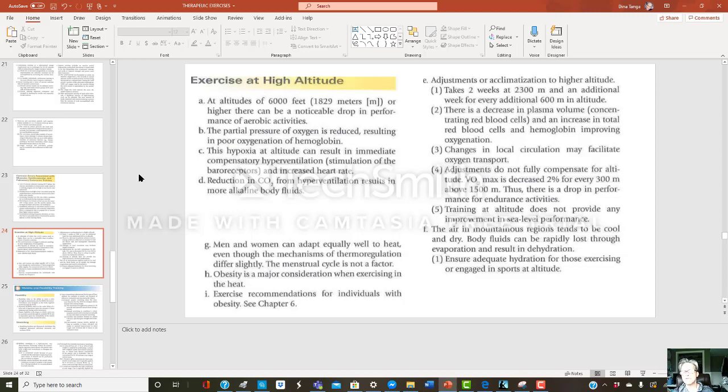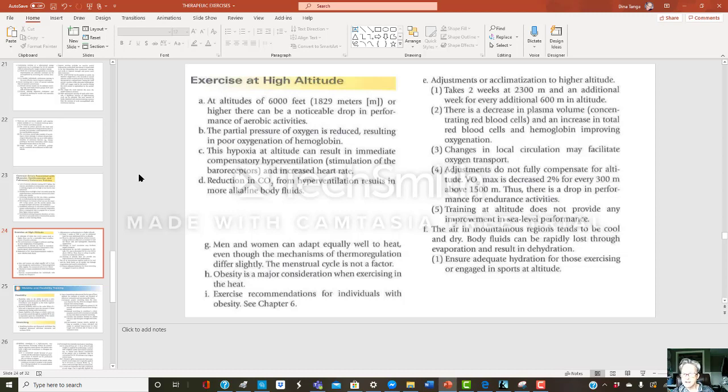Adjustments do not fully compensate for altitude. VO2 max is decreased 2% for every 300 meters above 1,500 meters. There is a drop in performance for endurance activities. Training at altitude does not provide any improvement in sea level performance.